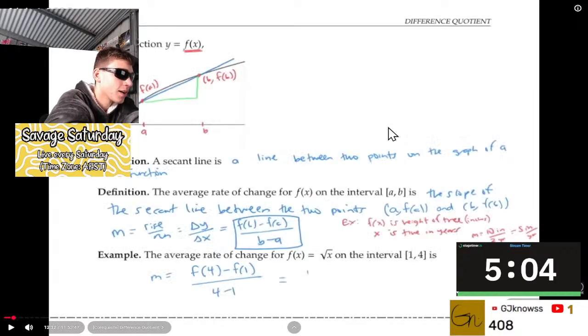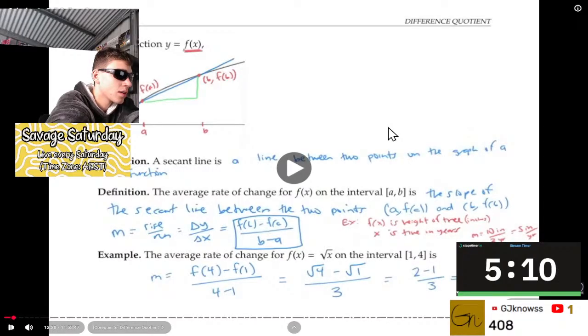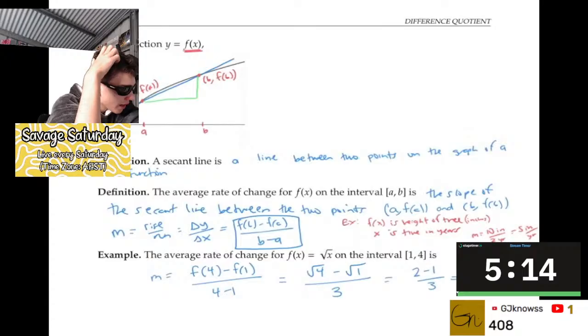Hold on. Yeah, got it. F just means square root, doesn't it? Yeah.